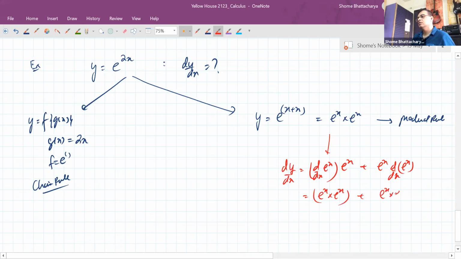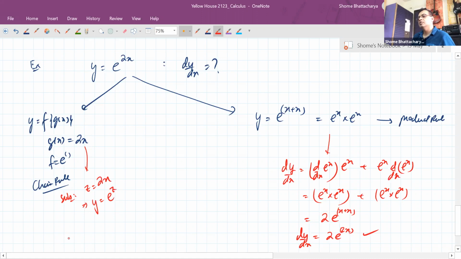Plus same thing. So it is 2 times e raised power x plus x, or 2 e raised power 2x. This is the derivative. Now if I go by this method, I will substitute z as 2x, and therefore y becomes e raised power z.